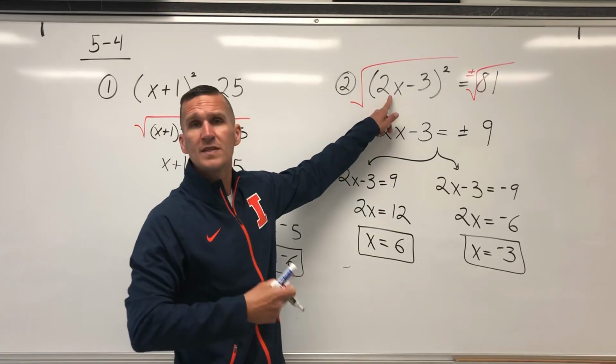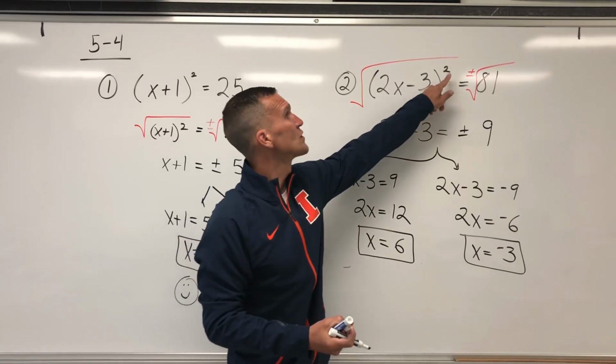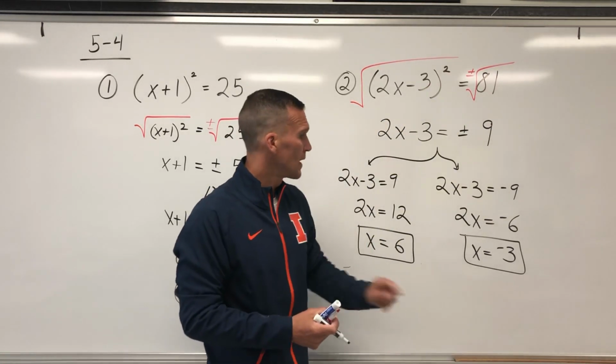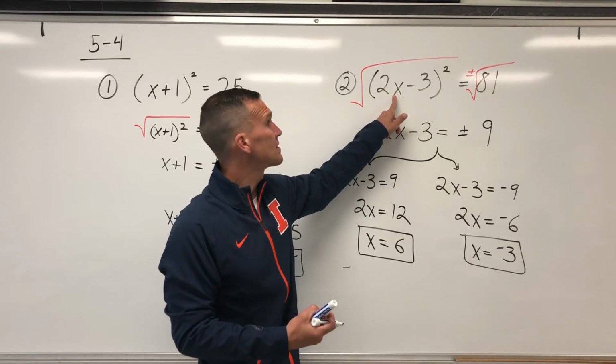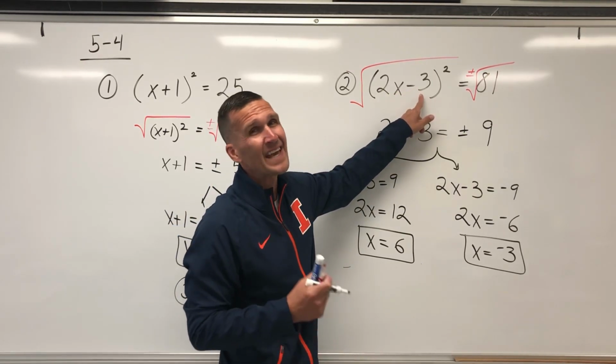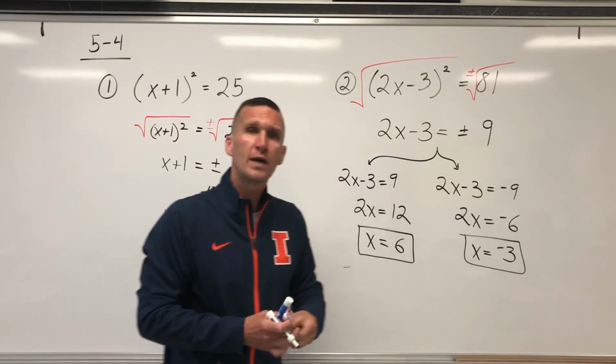6. 2 times 6 is 12. Minus 3 is 9. Squared is 81. Let's try negative 3. 2 times negative 3 is negative 6. Minus 3 is negative 9. Squared is 81. So they both work out.